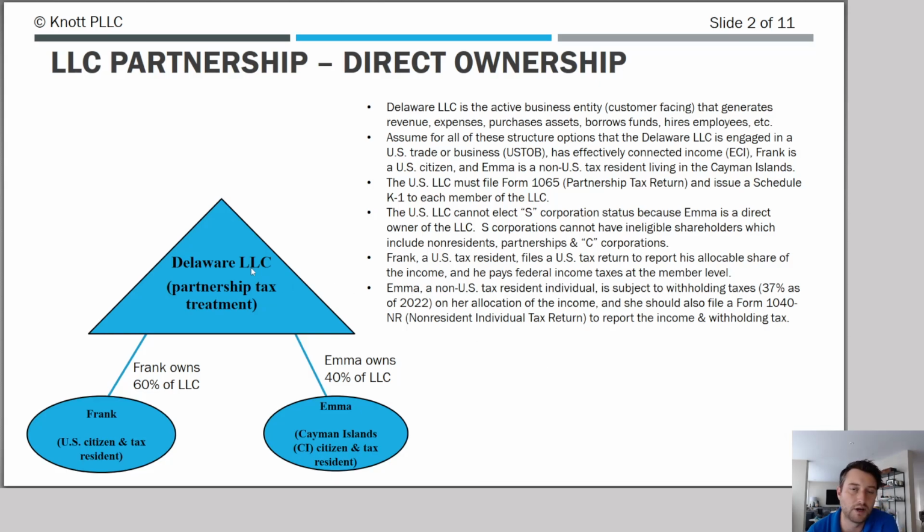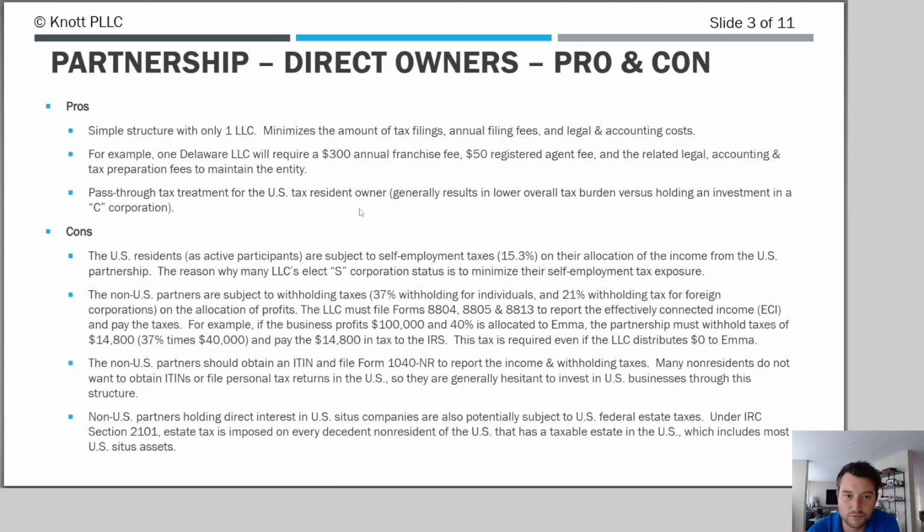So the partnership would do its 1065. It would also need to file Form 8804 and 8805, and withhold tax on the allocation of income to Emma. And then Emma should be filing a 1040-NR to report the income and pay the tax and then claim credit for the withholding, right? She very often might get a refund depending on what the overall income amount is that's being allocated to her.